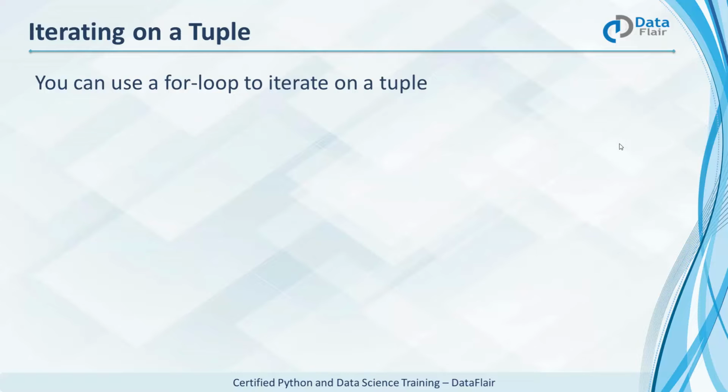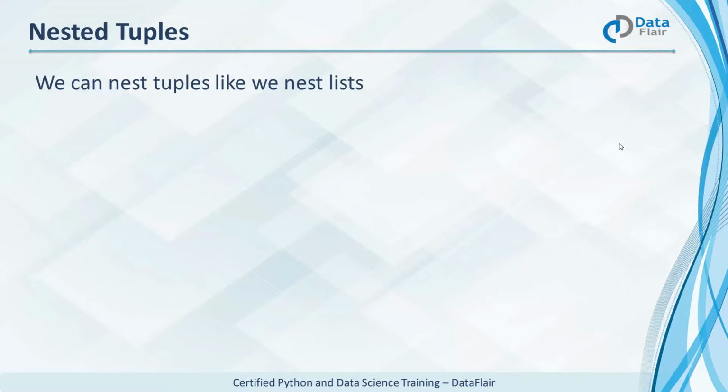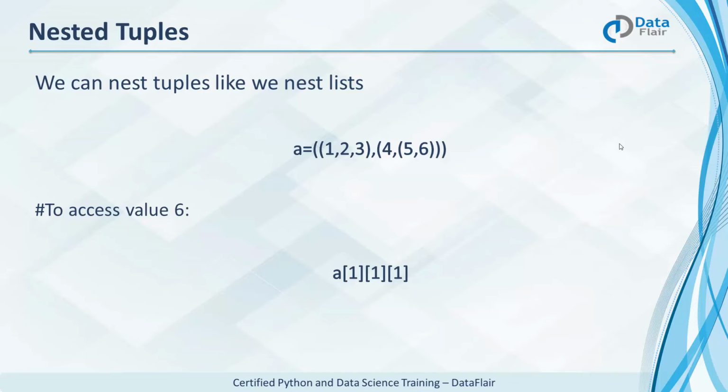We can iterate on lists and we can iterate on tuples. This for loop prints each value in this tuple. And we can also nest tuples like we nest lists. This is a nested tuple. 5, 6 is a tuple inside a tuple inside a tuple. To access the value 6 from this, we use indices 1, 1 and 1. The value at index 1 in the tuple at index 1 in the tuple at index 1. And we have 6.